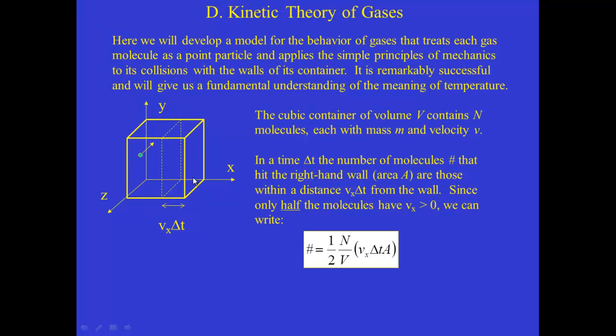its x component of velocity is vx, and so it has to be within a distance vx delta t of the right hand wall, right? Because only those that are within that region will then strike the right hand wall within a time delta t, because vx delta t is the distance from the wall out to a certain point, and only those molecules within that volume will strike it.